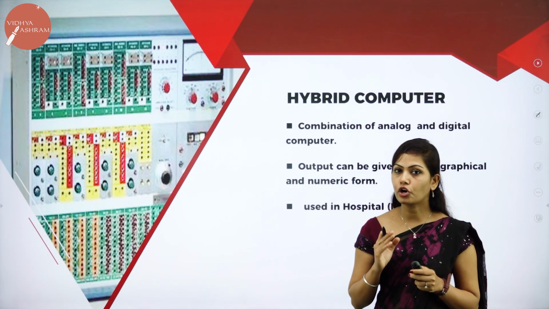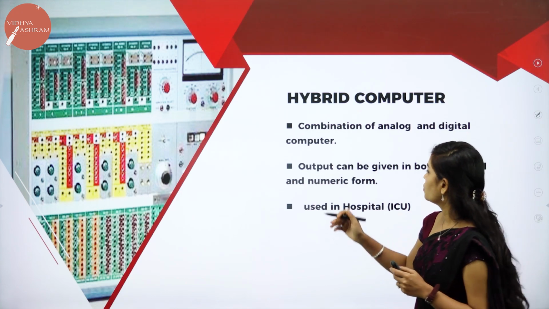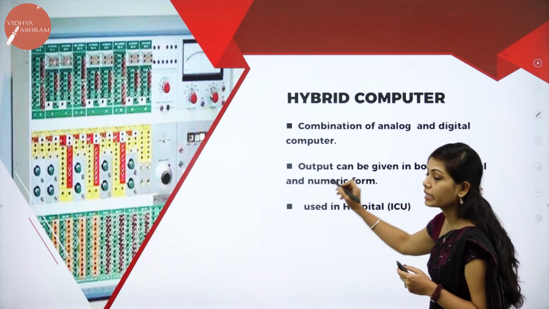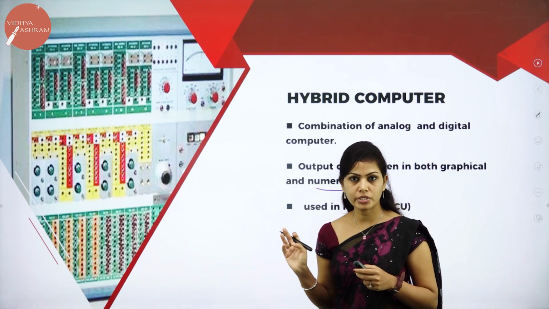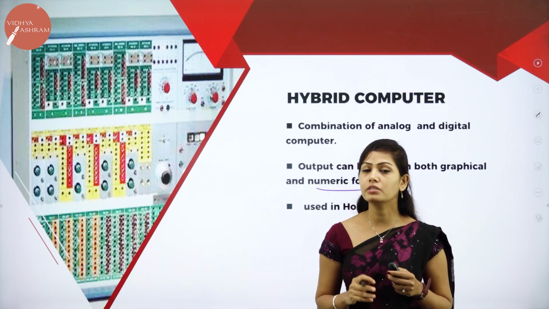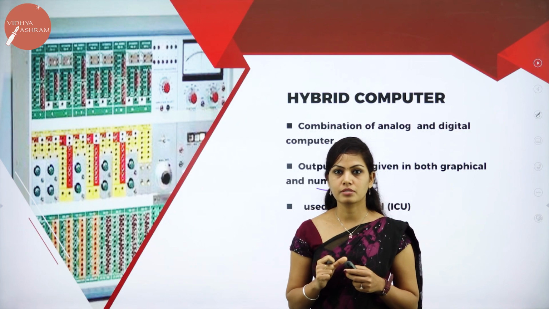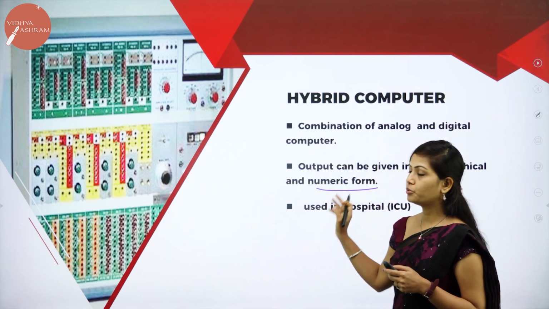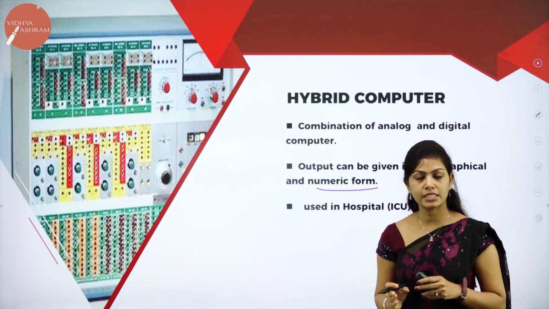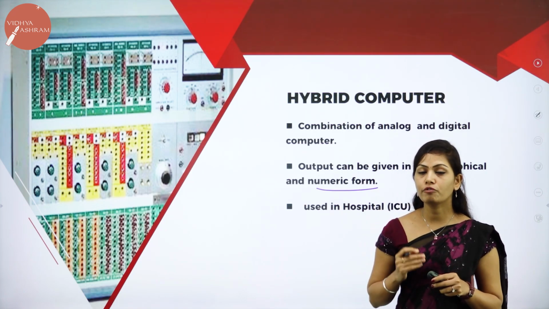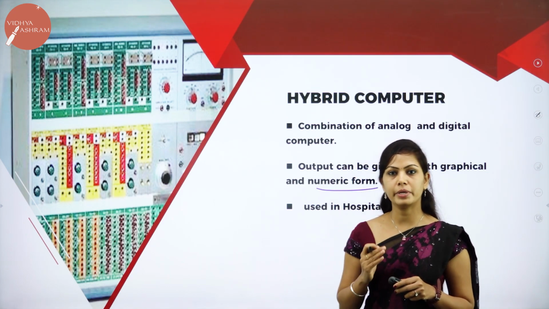Next we have the hybrid computer. Hybrid computers are combinations of analog computers and digital computers. So output can be given in both graphical and numeric form. These hybrid computers are used in hospitals to measure the patient's temperature, blood pressure and heart condition. So this is called a hybrid computer. Based on the principle of organization, computers can be classified into analog, digital and hybrid computers.